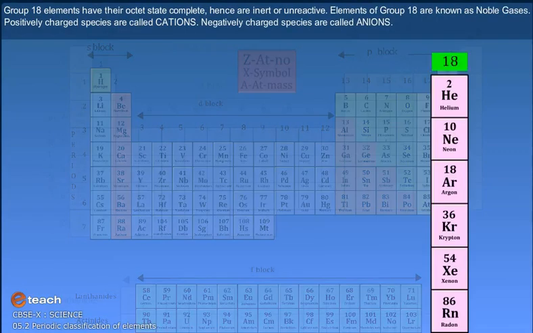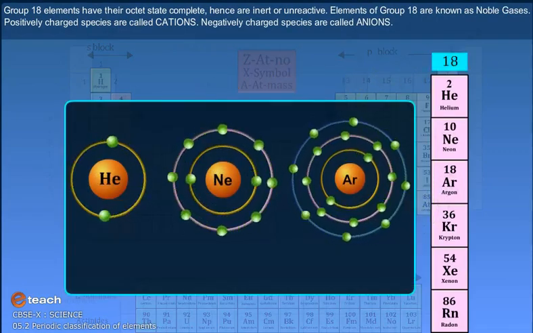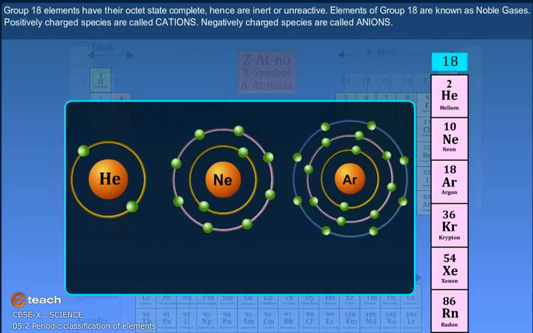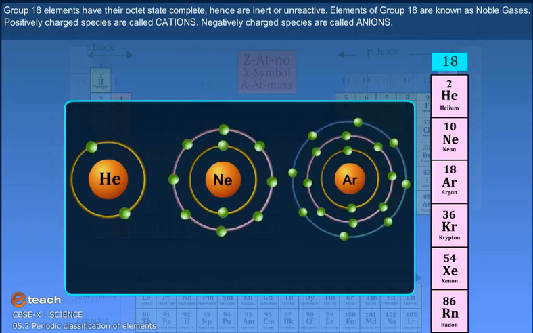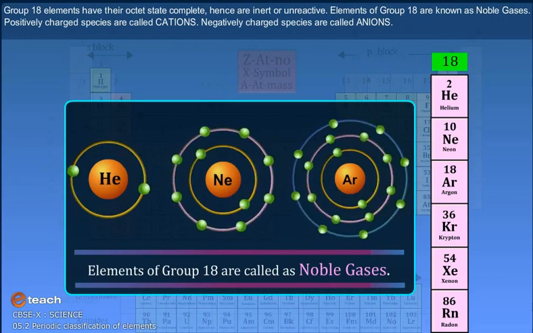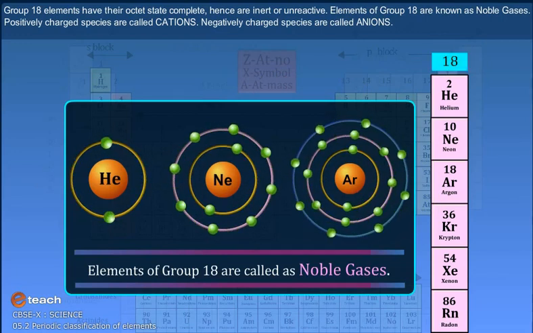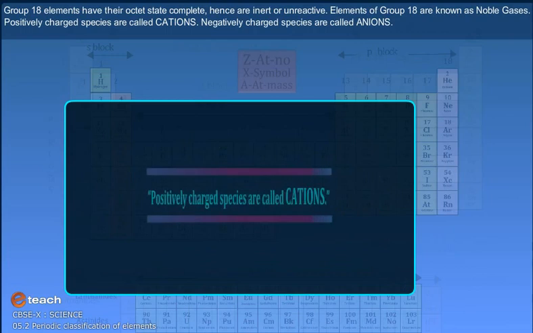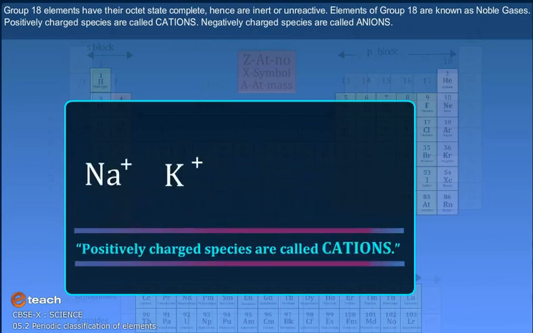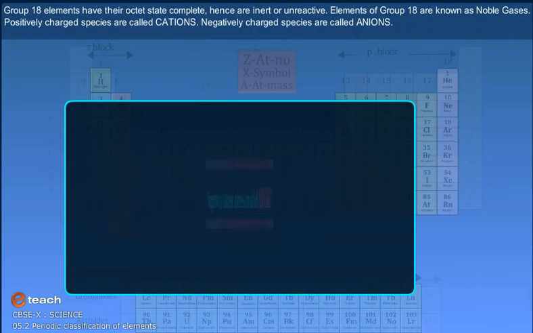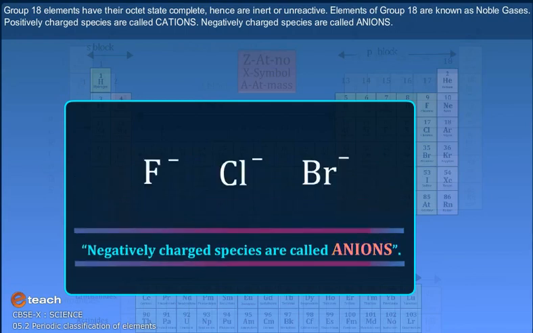Group 18 elements have their octet complete. Hence, they are inert or unreactive. Elements of group 18 are called noble gases. Positively charged species are called cations. Negatively charged species are called anions.